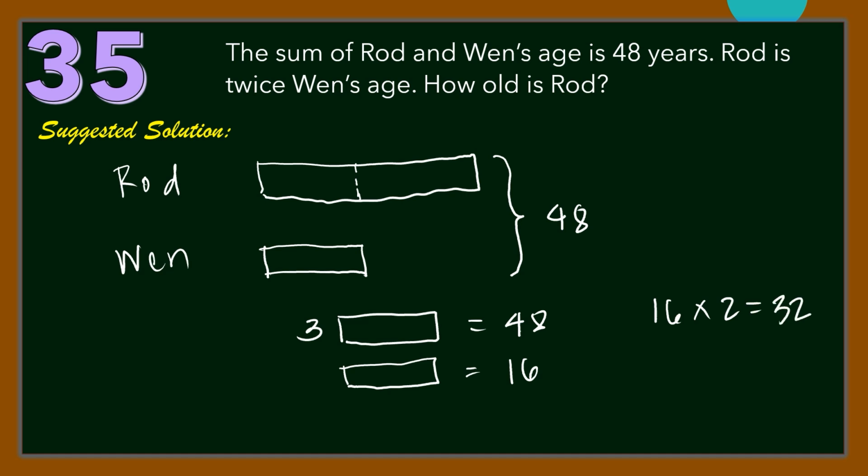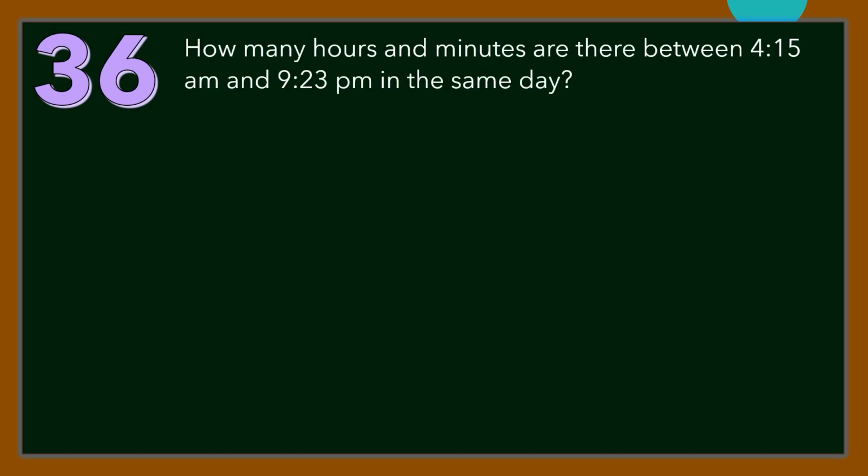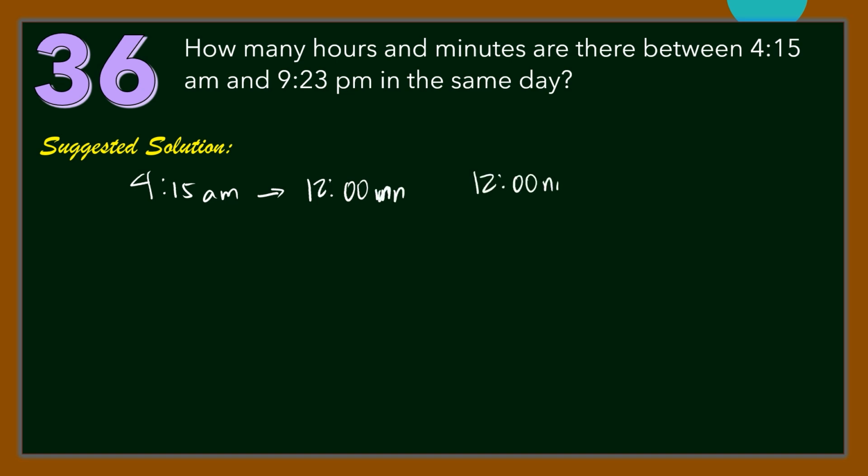Number 36. How many hours and minutes are there between 4:15 a.m. and 9:23 p.m. in the same day? For our solution, let us find the number of minutes from 4:15 a.m. until 12 noon of the same day, and from 12 noon until 9:23 p.m. of the same day. So let us subtract 12 minus 4:15.